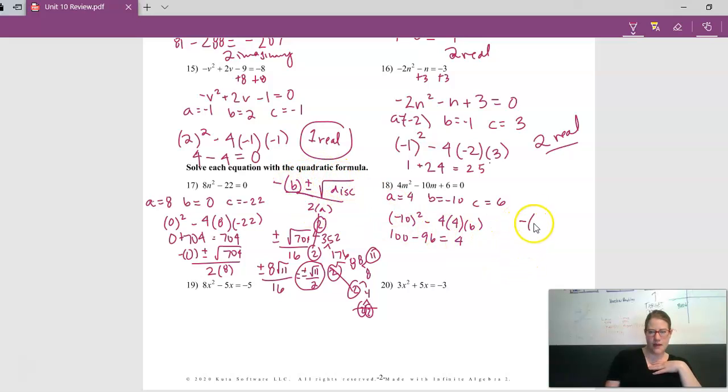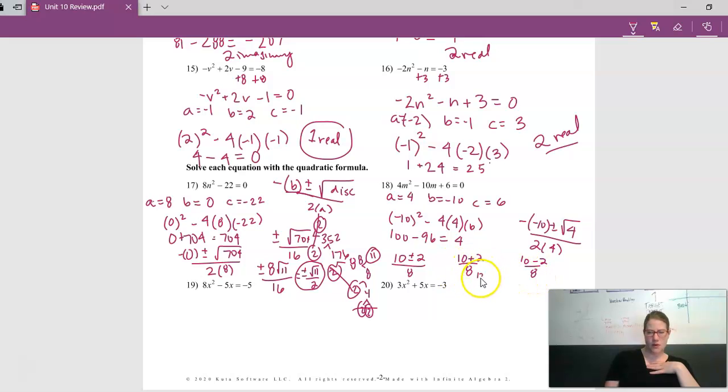So negative 10 plus or minus the square root of 4 all over 2 times 4. So I was just simplifying that. I've got negative 10 becomes positive 10 plus or minus the square root of 4, which is just 2 over 8. So because my square root on this one went away altogether, I can break this into 2 separate problems and solve them individually. So 10 plus 2 over 8 and 10 minus 2 over 8.